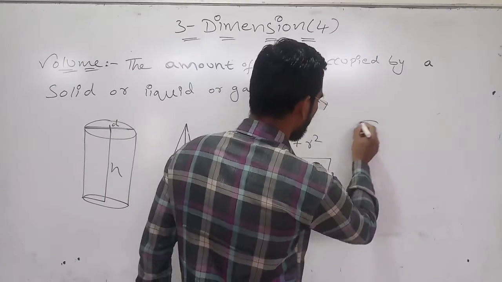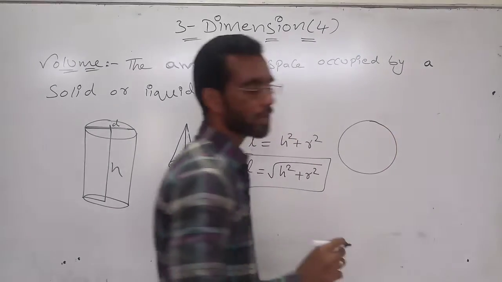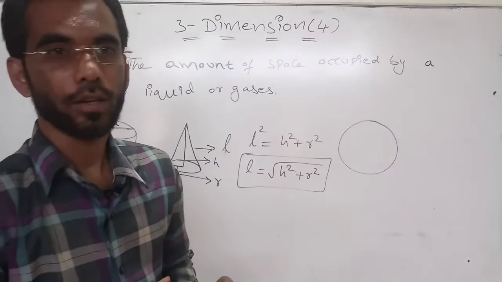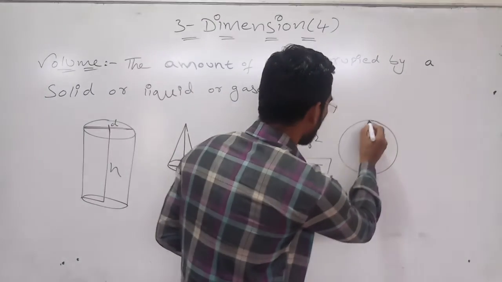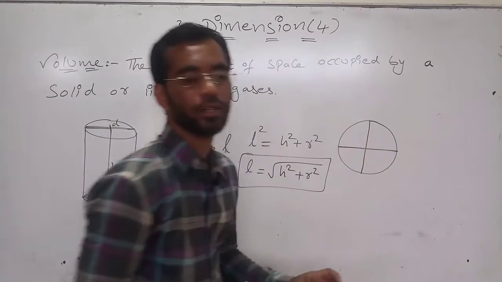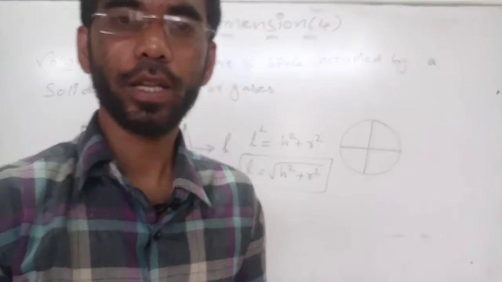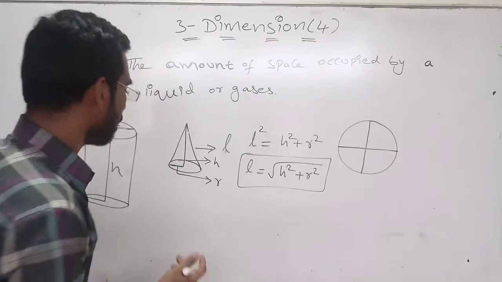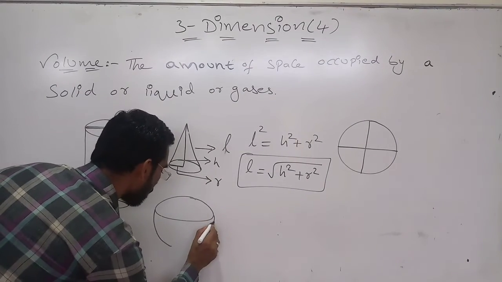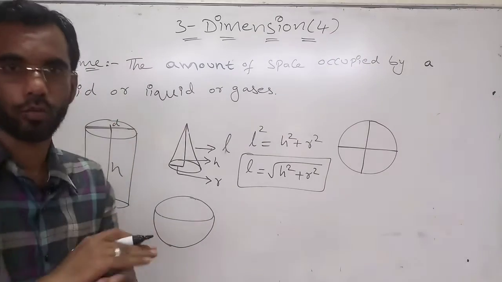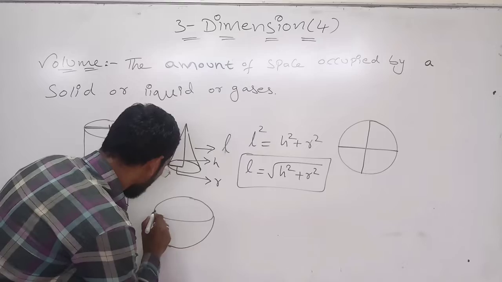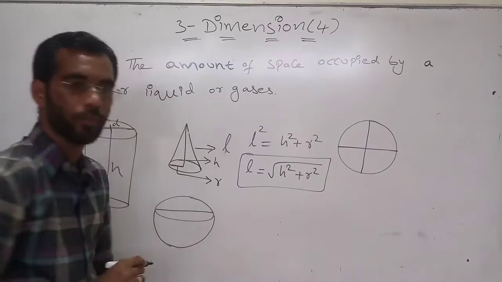If you go for the sphere, the best examples for the sphere are a cricket ball and a football. In a sphere, height and diameter will be equal. Now, if you go for the hemisphere, what is a hemisphere? Half of the sphere. If you cut the cricket ball into 2 equal parts, you will find the hemisphere. This is the diameter of the hemisphere.